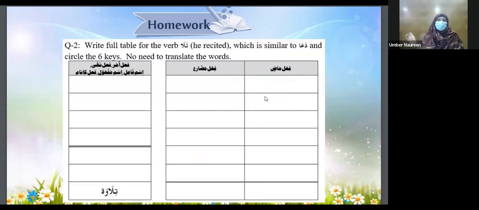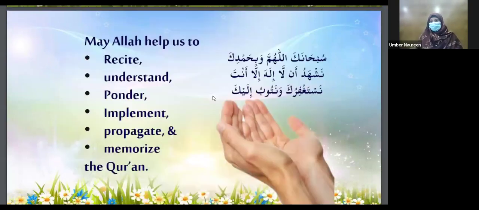Alhamdulillah, the table of tala. Tala, talau, talauta, talautu, talautum, talauna, talat. Yatlu, yatluna, tatlu, atlu, tatluna, natlu, hiya tatlu. Utlu, utlu. La tatlu, la tatlu. Tali, matluvun, and tilawatun.